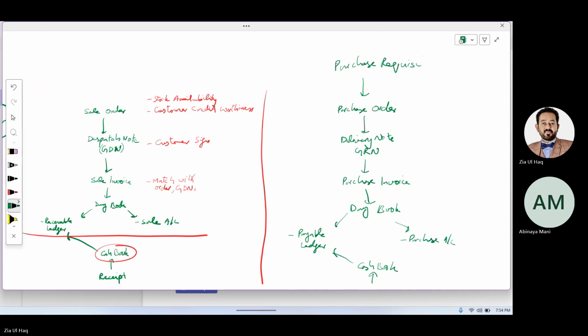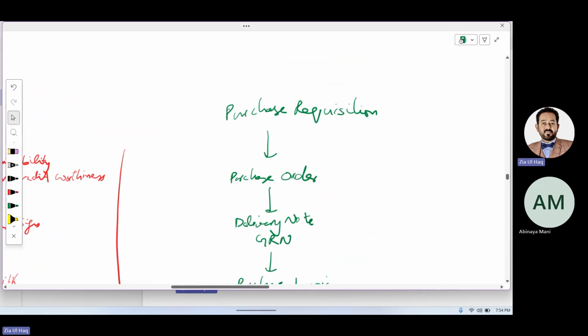Purchase requisition. What is that? Purchase requisition is authorization or approval for purchase, from top management. No purchase order should be made without a purchase requisition, meaning authorization and approval for purchase.